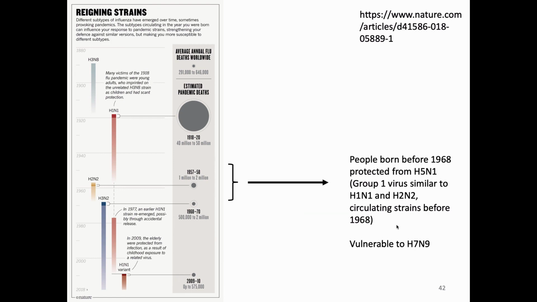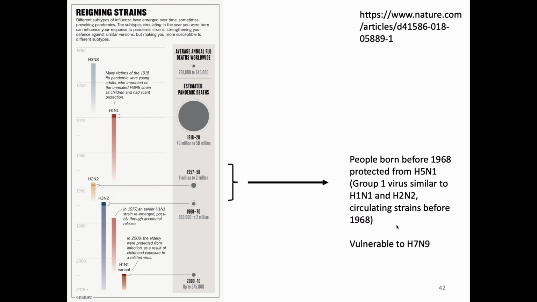But then they also realized that people who were born before 1968 were likely to have had H1N1 or H2N2 as their first virus. And those viruses are both types of group 1. Turns out those people seem to be really well protected against the H5N1 version of the virus because it's also a group 1 virus. And these people are really, really, really susceptible to H7N9.